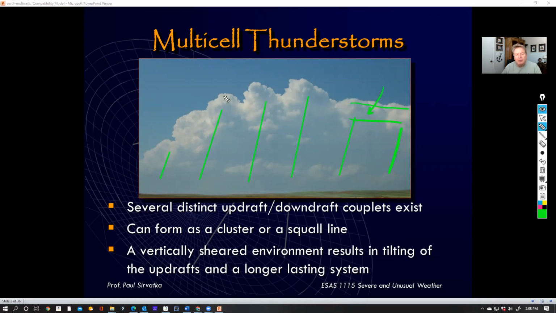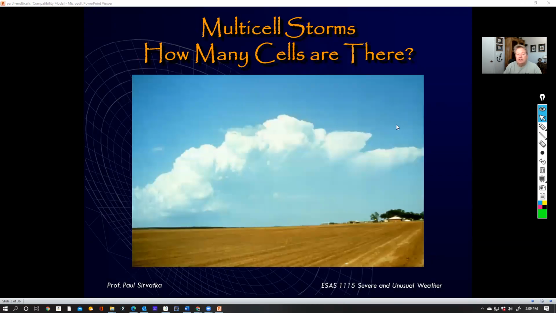And so we want to think about the tops kind of defining what it is. Remember that every storm is an updraft, downdraft couplet. Okay, we said multicell storms can either be clusters or squall lines, and that's just something that you really need to know. Okay. Now, how many cells do you have here?